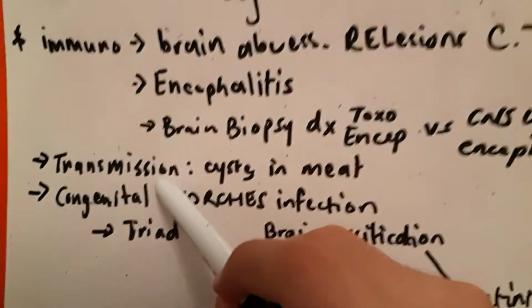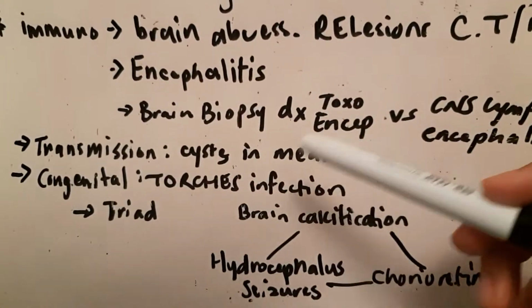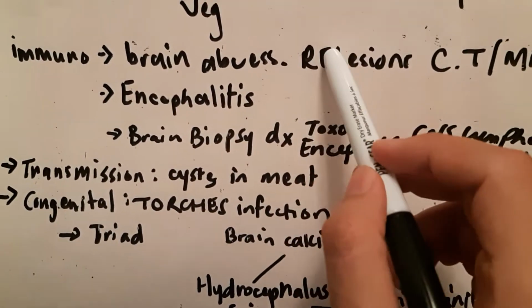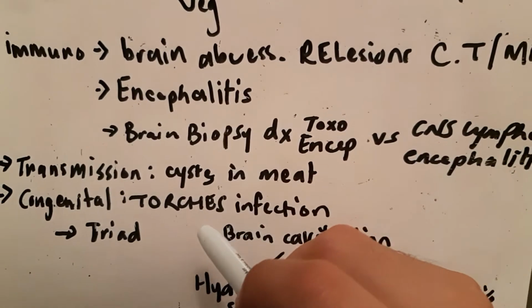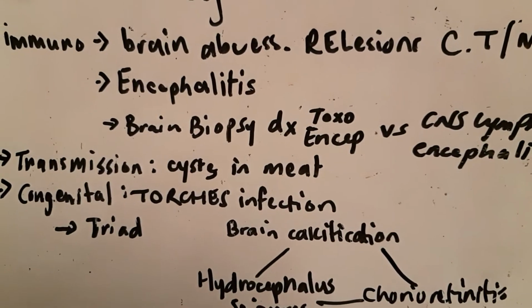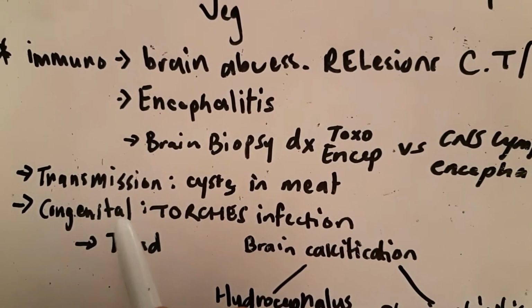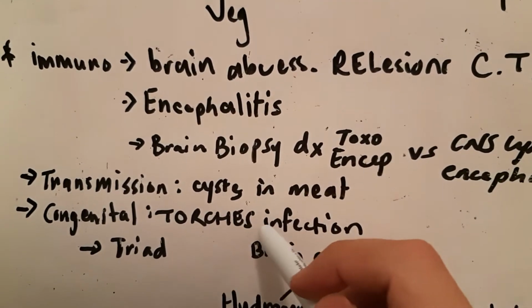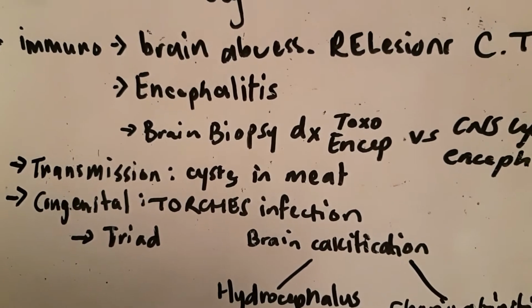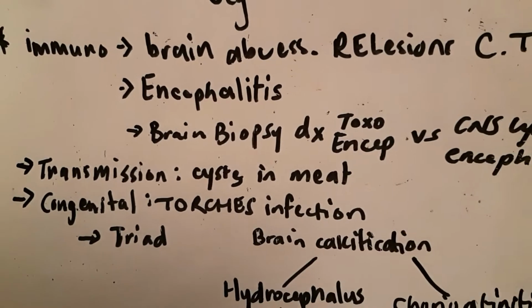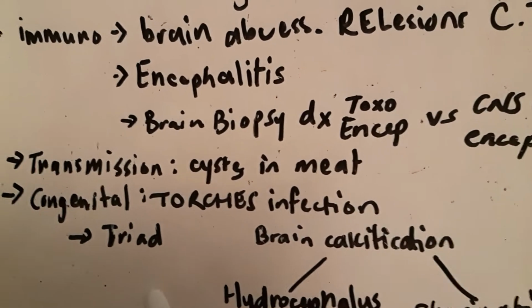Again, the transmission, one of the ways is through cysts in meat, and this can cause, again, brain lesions, encephalitis, and so forth. Now, another way is congenital, where it's part of the TORCH infection. So congenital transplacental transmission is part of the TORCH infection.